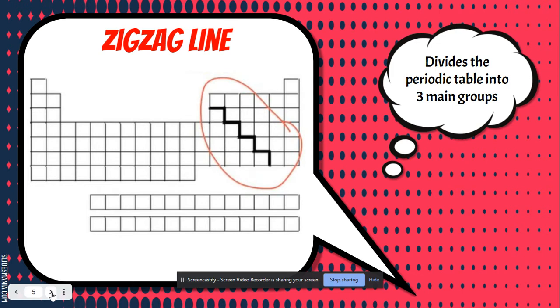The zigzag line. This runs right up near the right side of the periodic table, and it divides the periodic table into three main groups. Those are metals, nonmetals, and metalloids.